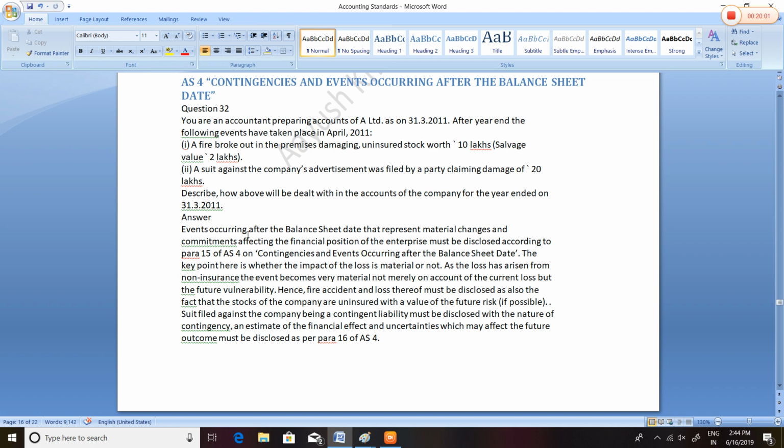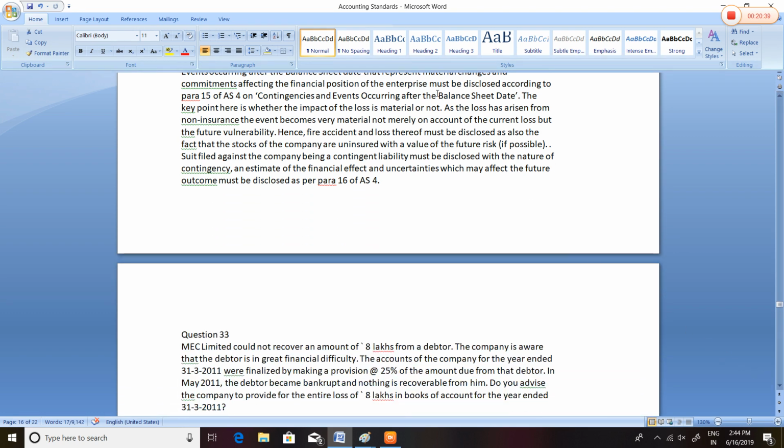A fire broke out. It is a non-adjusting event. Firstly, you have to explain what a non-adjusting event is, then you have to conclude your answer. A suit against the company's advertisement was filed by a party claiming damages of rupees 20 lakhs. Describe how the above will be dealt with in the accounts of the company for the year ended on 31st March 2011. I hope you are clear with the answer.